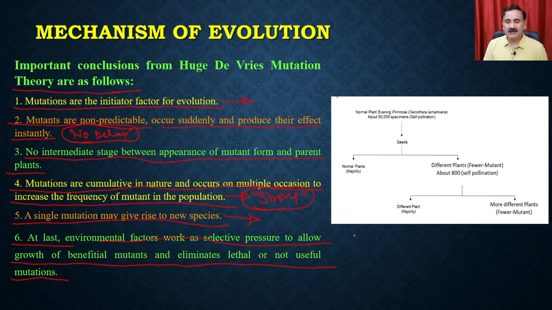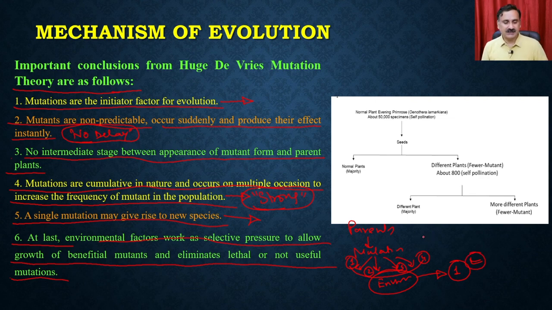So what it says is that you start with the parents and there will be a mutation, right? After the mutations, you are going to have multiple types of offspring, and all these offspring are actually going to face the environment. For example, if you have four different types of mutations, all these 1, 2, 3, 4 are going to face the environmental conditions. And those who survive the environmental conditions, for example, if mutation number 1 survives, that is actually going to result in the formation of a new species.